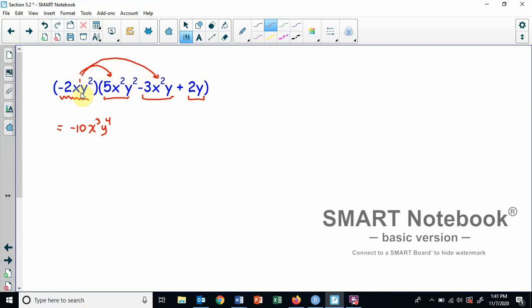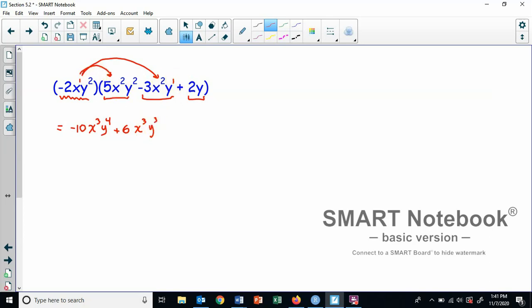So here we go, we distribute it here. And a minus 2 and a minus 3, that makes a positive 6. X to the first times x squared, that is x to the third. Y squared times y to the first makes y to the third. Okay, so I've distributed it to the first.